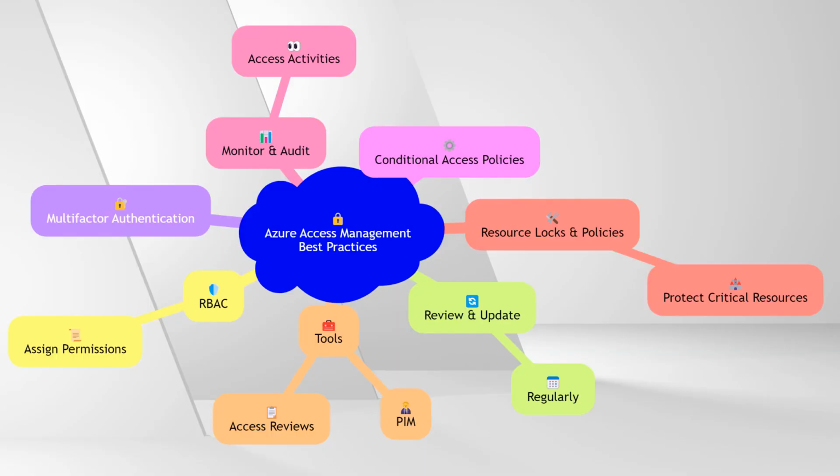Implementing best practices for access management in Azure ensures that resources are secure and compliant. Key best practices include using RBAC to assign permissions, regularly reviewing and updating access controls, implementing multi-factor authentication, and using conditional access policies. Additionally, organizations should monitor and audit access activities, use resource locks and policies to protect critical resources, and leverage tools like PIM and access reviews to manage privileged access. Following these best practices helps organizations maintain a secure and compliant Azure environment.